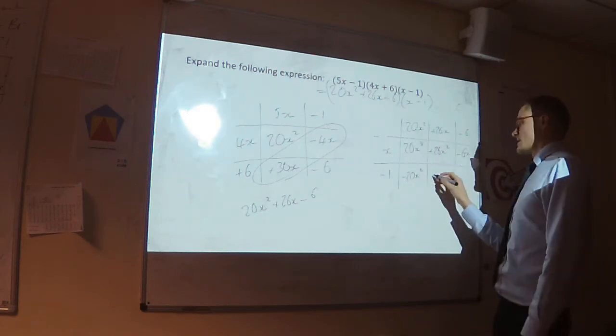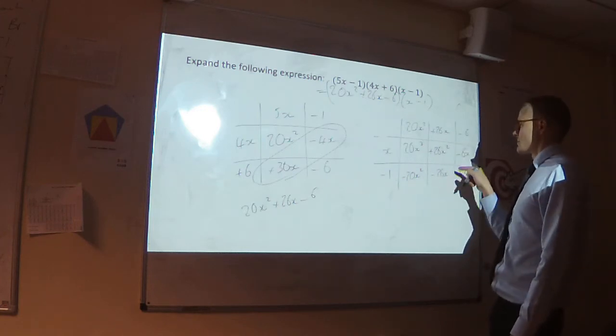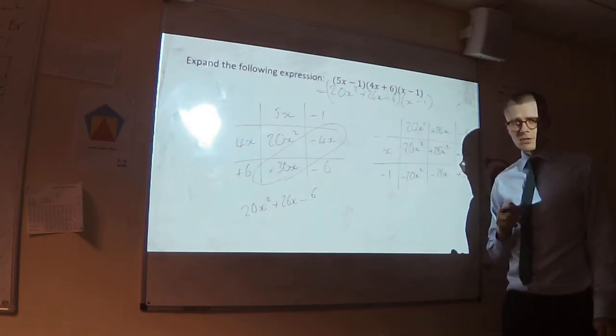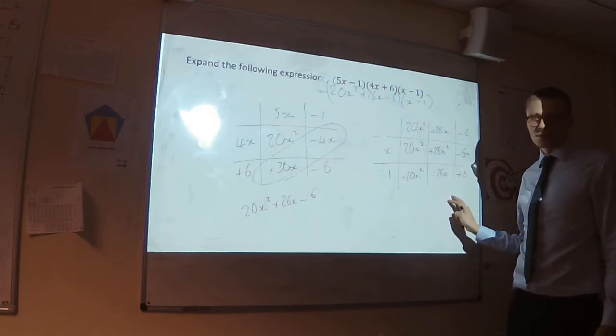Negative 1 times 26, negative 26x. Negative 1 times negative 6, positive 6. Be careful of those negatives. Now, this is the bit where we sometimes lose marks. I then need to collect any like terms.